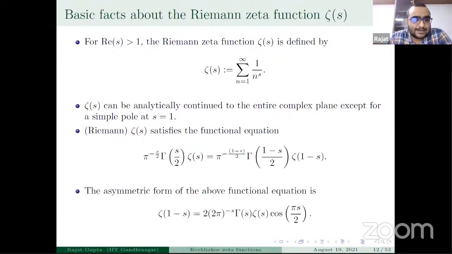You can always write it in an asymmetric form, which is given by this: zeta(1 minus s) equals 2 pi to the minus s gamma(s) zeta(s) cos(pi s by 2). You can easily deduce it from here. You just take all the stuff from here on the right and on the left hand side and use the reflection formulas of the gamma function, and you will obtain this relation.